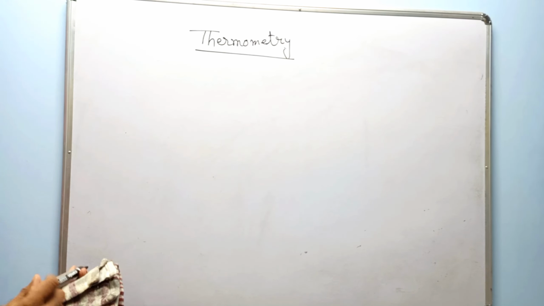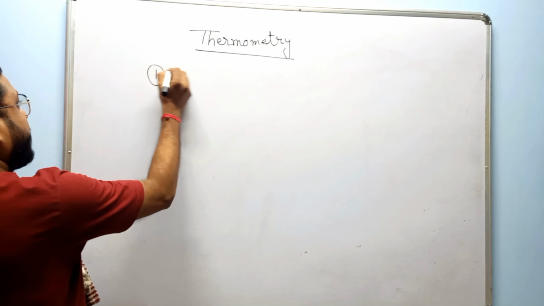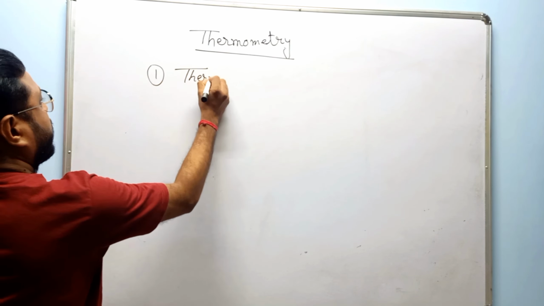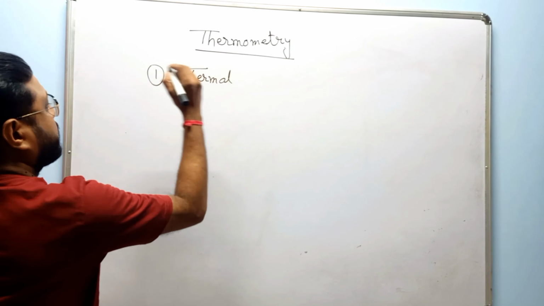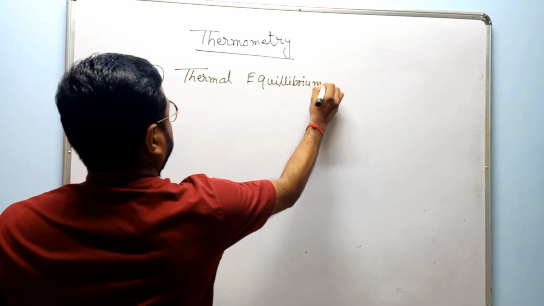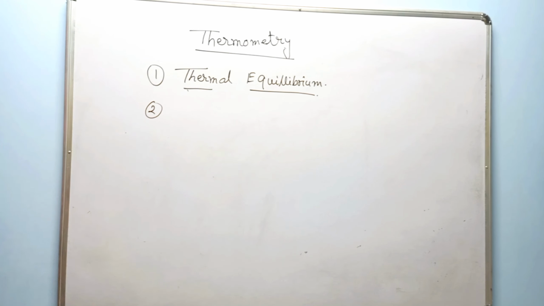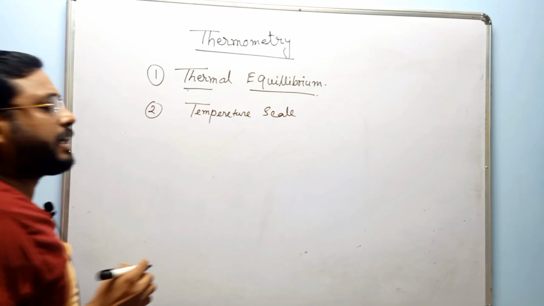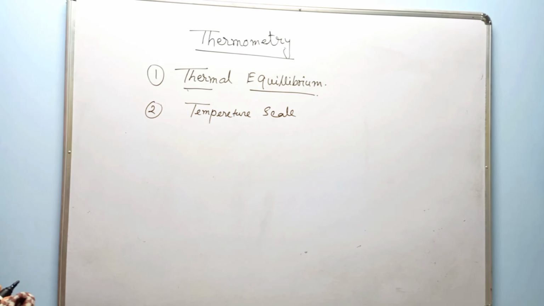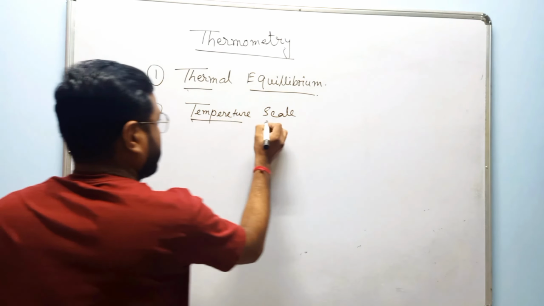So at first we know as the term thermal equilibrium. We know when the temperature of different bodies are equal, then it is called thermal equilibrium. Again we shall go with the term that is the temperature scale. So there are 5 types of temperature scales in thermodynamics. Number 1 we know that is centigrade scale.